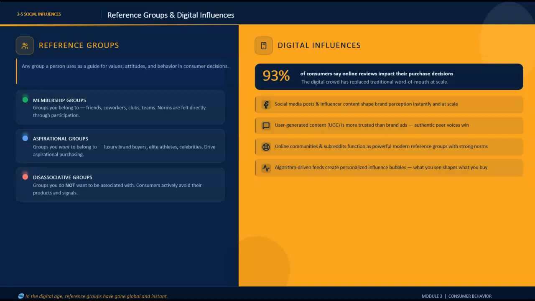Authentic, pure voice wins. Online communities and subreddits function as powerful modern reference groups with strong norms. Algorithm-driven feeds create personalized influence bubbles. What you see shapes what you buy. In the digital age, reference groups have gone global and instant.